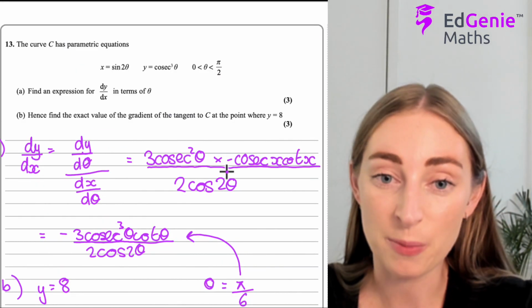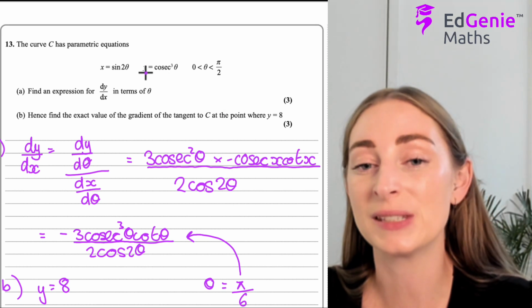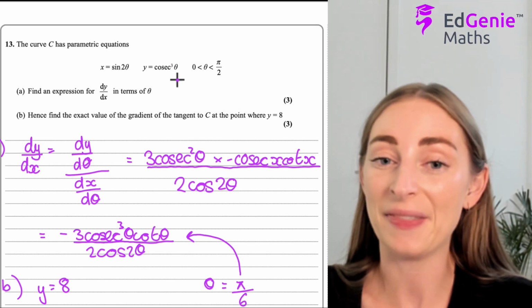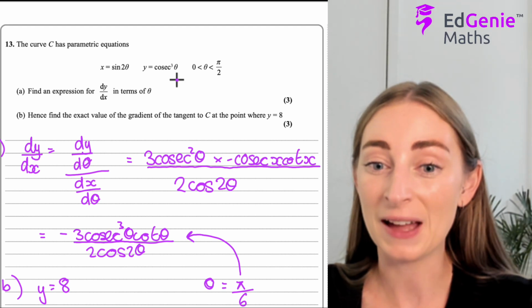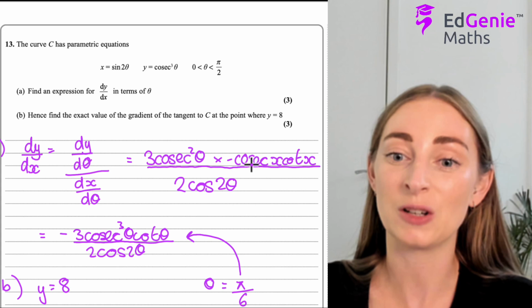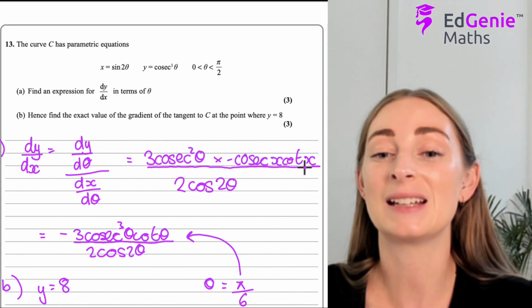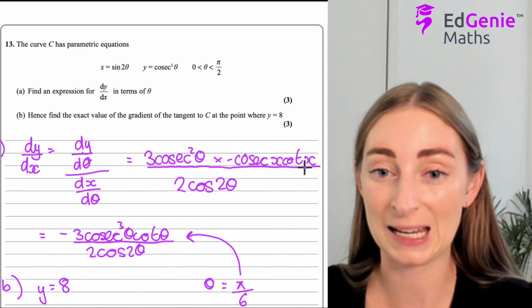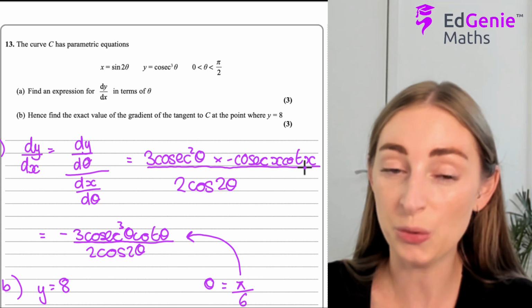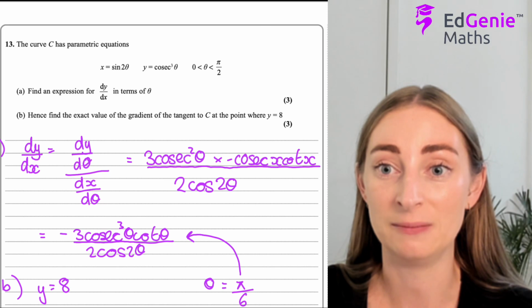So the examiner report said that the biggest issue was differentiating cosec cubed theta, and they didn't realise that differentiating cosec x is minus cosec x cot x, even though that's in the formula booklet. So that's a really frustrating mistake to make. Make sure that you are really familiar with the formula booklet so you don't make issues like that.